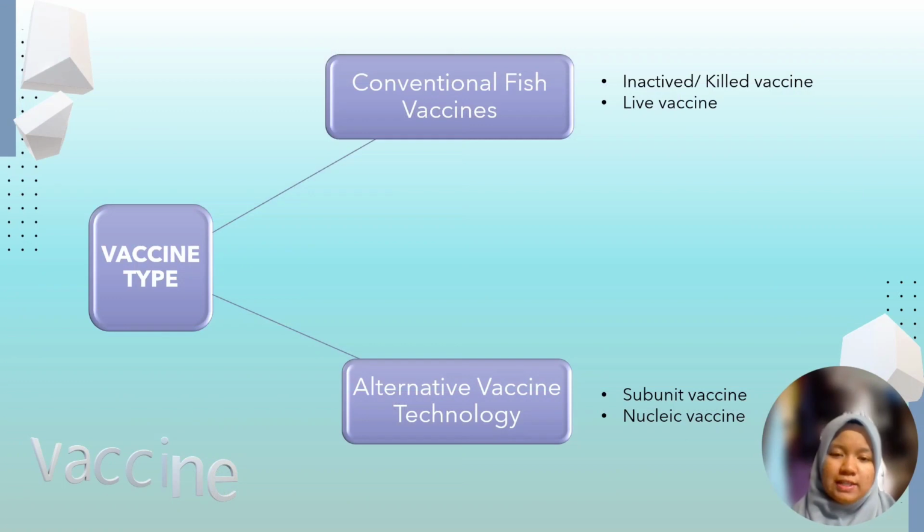So vaccines have two types. The first one is the conventional fish vaccine, which consists of inactivated or killed vaccines and live vaccines. The second one is alternative vaccine technology, or modern vaccine, which is subunit vaccine and nucleic acid vaccine, that is, RNA and DNA vaccines.